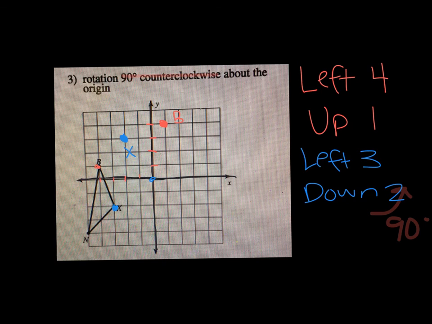Finally, I'm going to get my last color, N. So how do we get to N? You went over left 5 and down 4. So I'm going to go ahead and erase that. We went left 5, down 4.